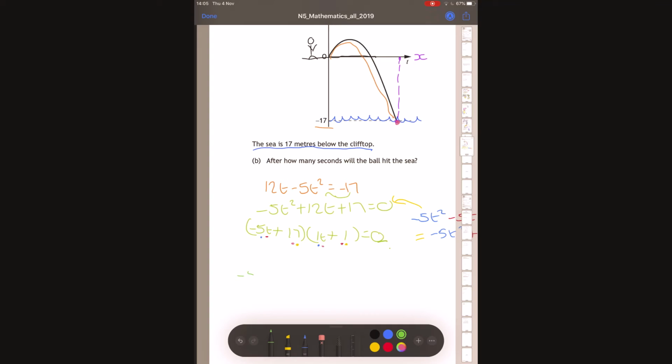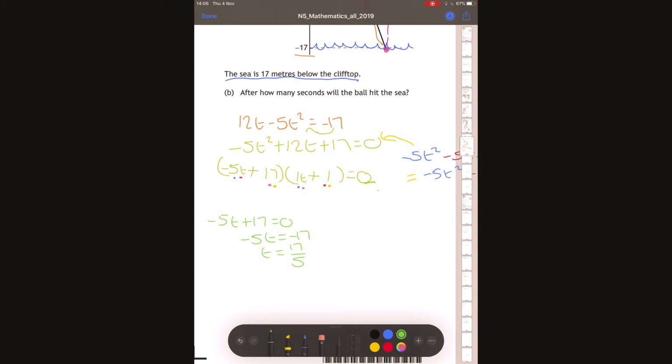So, negative 5t plus 17 is equal to 0. Negative 5t is equal to negative 17. t is equal to 17 over 5. Positive, because a negative divided by a negative is positive. Maybe just draw a nice line down there. So t plus 1 is equal to 0. We don't even need 1t, do we? No. t plus 1, that's bad form, self. t is equal to negative 1.